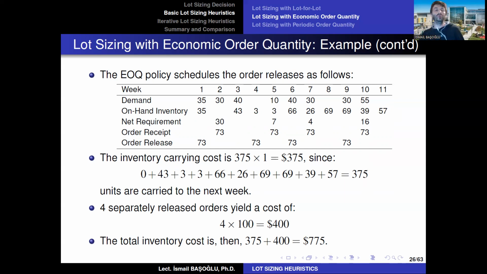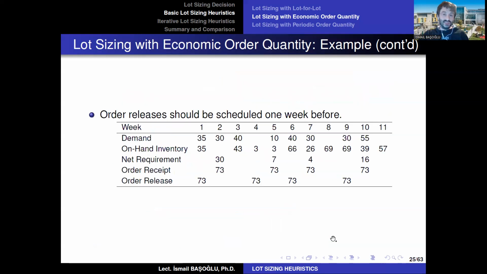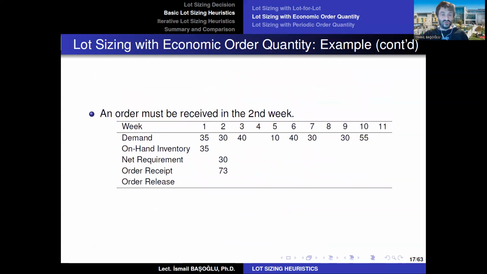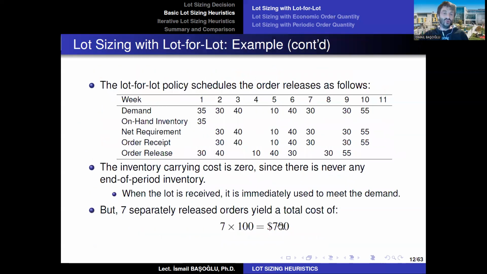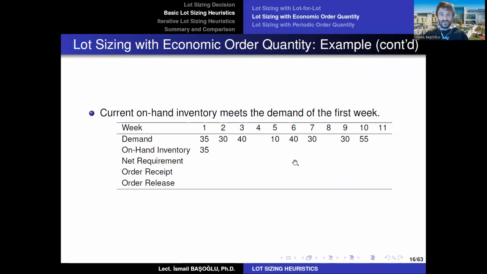Now, each unit that is carried to the next period costs $1. Therefore, the total inventory carrying cost associated with this schedule is 375. The summation of the inventory carrying cost and inventory ordering cost gives us the total inventory cost associated with this schedule, which is 775. As you can see, this cost is a little larger than the cost associated with the lot for lot heuristic. So sometimes, my friends, the lot sizing heuristic with economic order quantity does a lot worse than the simple fundamental lot for lot approach.